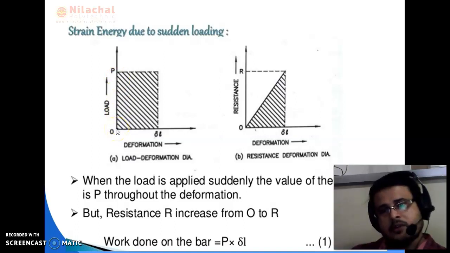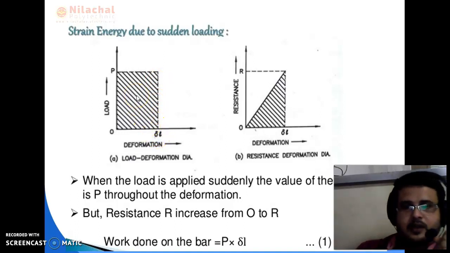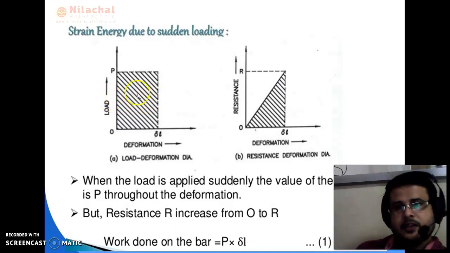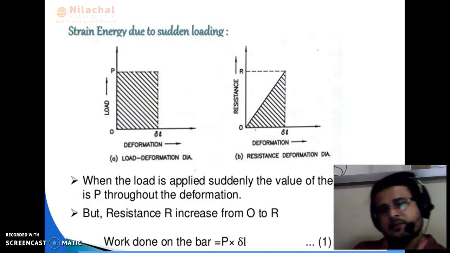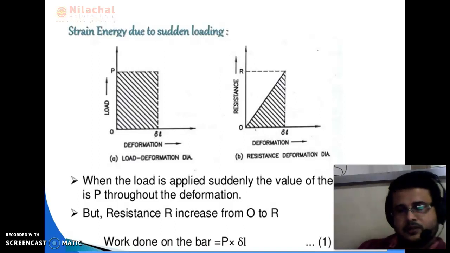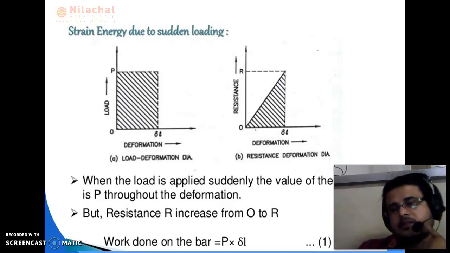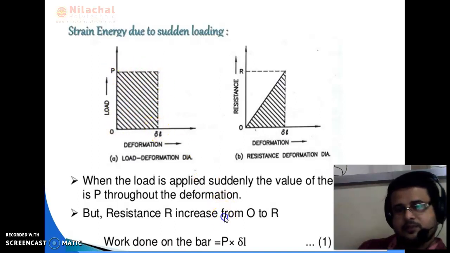So in case of suddenly applied load, the load is applied with the maximum value, so suddenly the load rises to P, and correspondingly the deformation occurs in the body. If you observe, it will show a rectangular figure, and from that rectangular area we can calculate the strain energy in case of suddenly applied load. The strain energy stored is equal to P into del L. In gradually applied load, it is half of the load, but in case of suddenly applied load, the area is the rectangular area, that is P into del L.